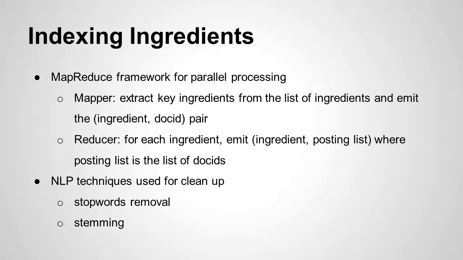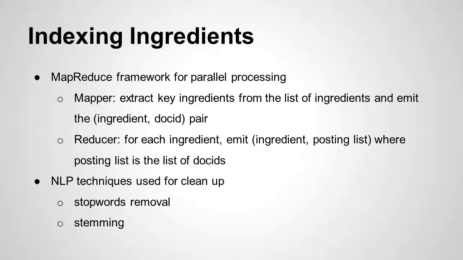Second, the shuffling phase of the MapReduce framework would create a list of values for each key, which corresponds exactly to what we want for each ingredient. Now let's briefly go over the mapper and the reducer. The mapper extracts key ingredients from the list of ingredients we created early on, and emits the ingredient and document ID pair. The reducer returns each ingredient with the corresponding postings list of document IDs.